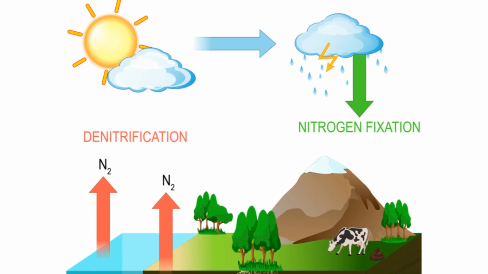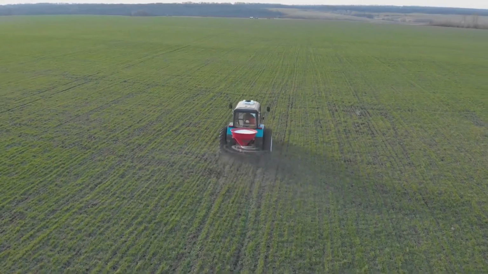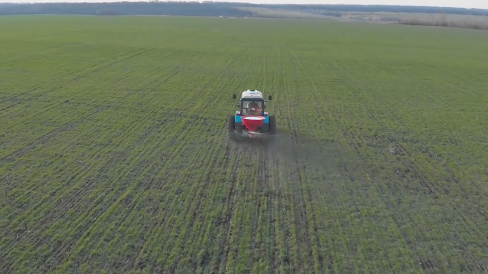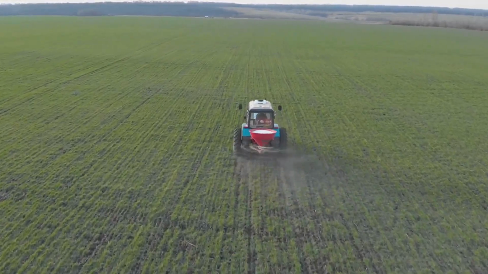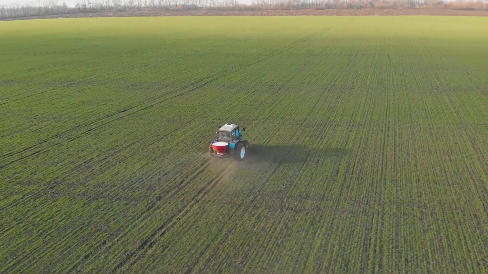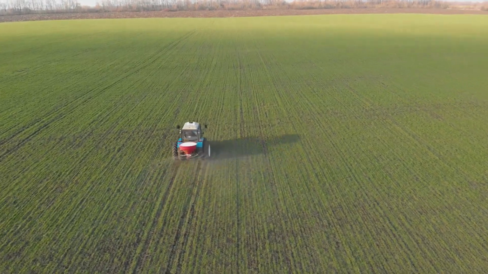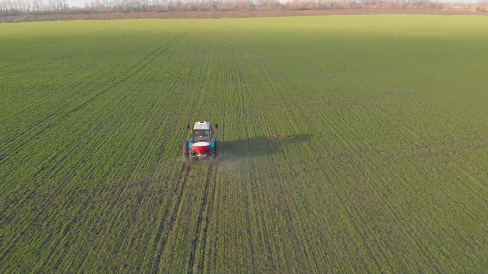Now, how does nitrogen get into the soil? It's a fascinating process, really. Nitrogen exists in the atmosphere, but plants can't use it in this form. It needs to be fixed or converted into a usable form. This is where soil bacteria come into play. They have a unique ability to convert atmospheric nitrogen into forms that plants can absorb through their roots.